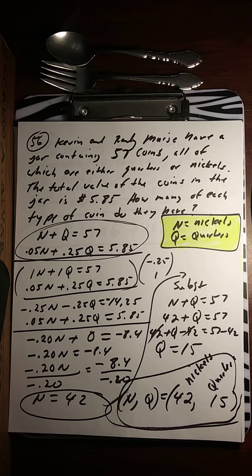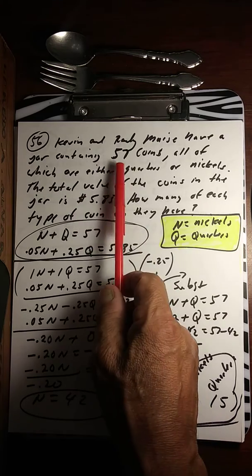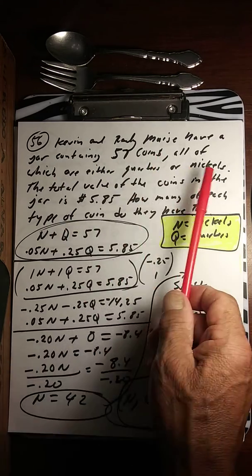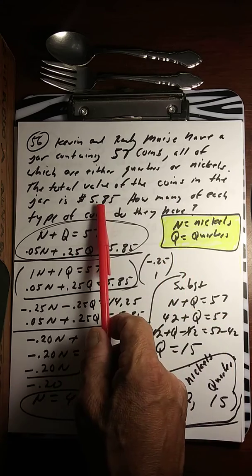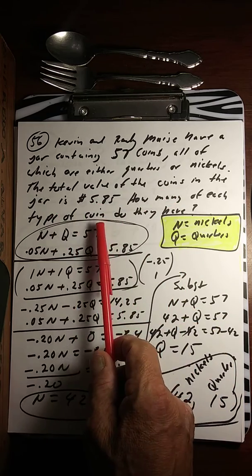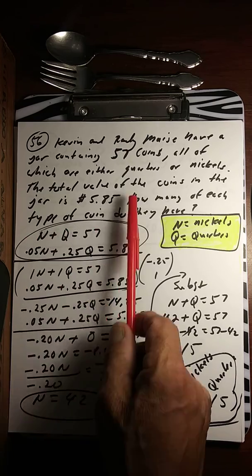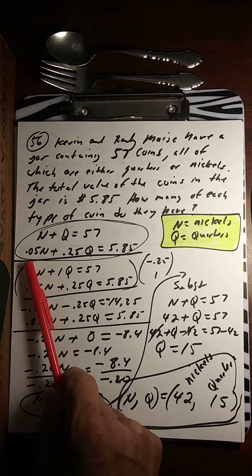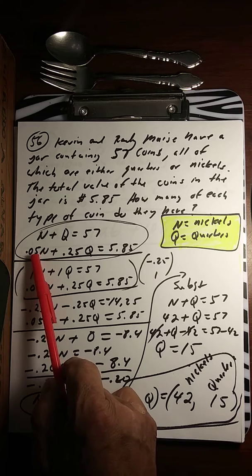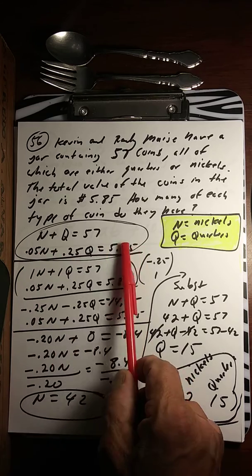Kevin and Randy Muse have a jar containing 57 coins, all of which are quarters and nickels. The total value of the coins is this much. How many of each do they have? Okay. Nickels, quarters. Nickels plus quarters, all of them together is how many? 57. And the value of 0.05 nickels and 0.25 quarters, all this is 5.85.